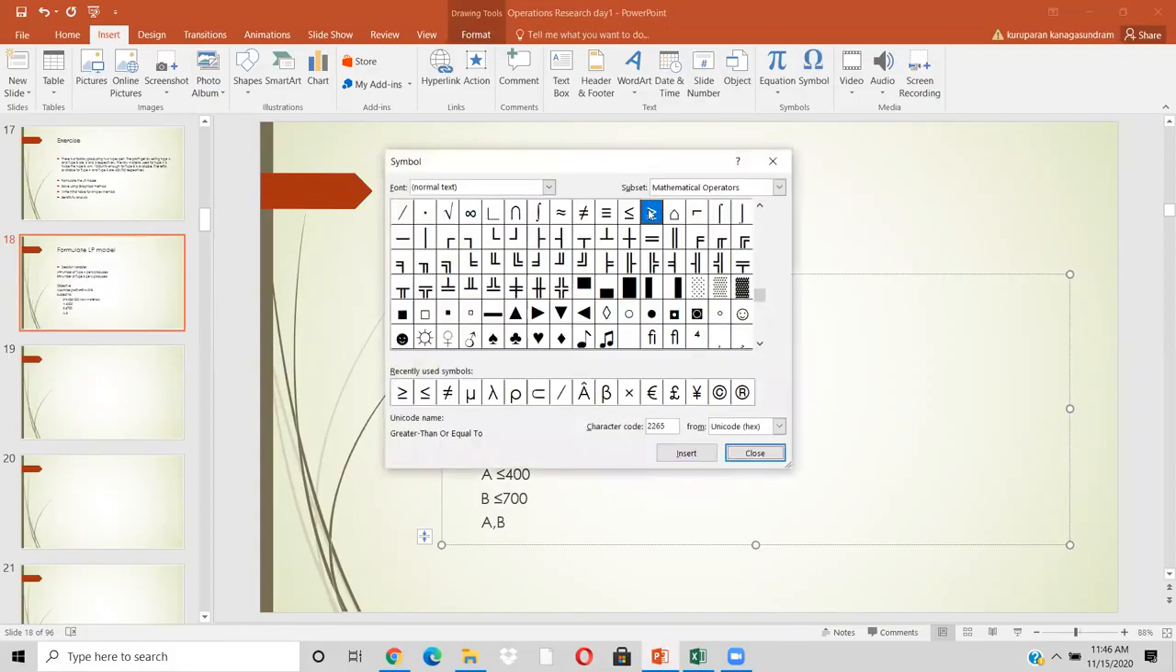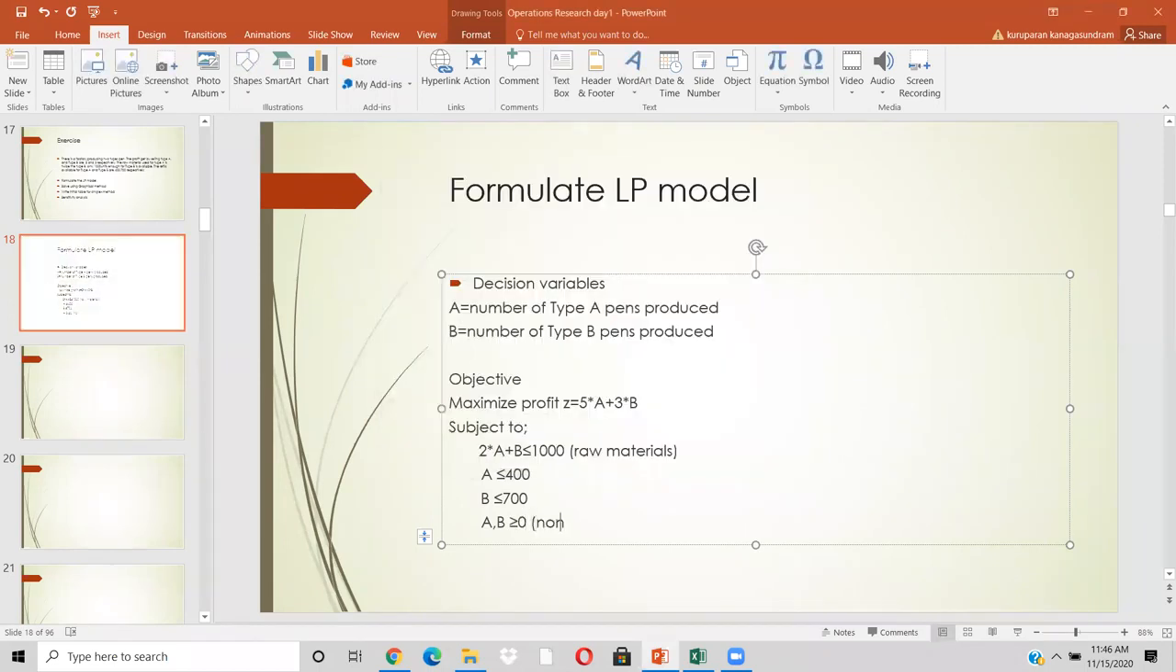We will say it as the non-negativity constraint. Okay. Don't forget to put this one. Okay. We have formulated the LP model.